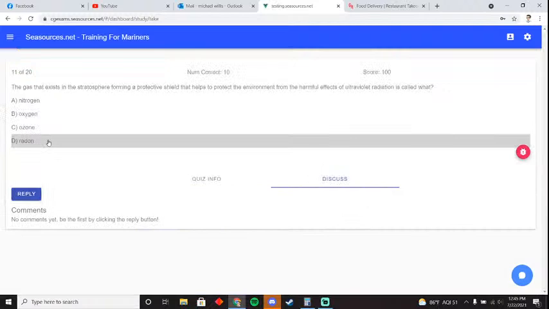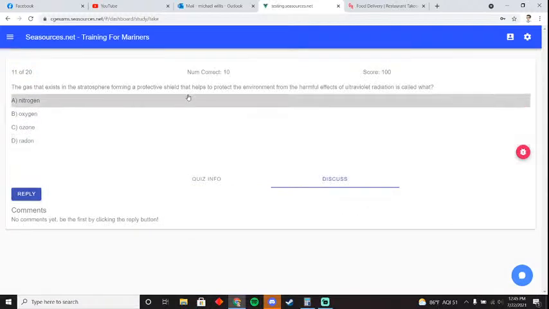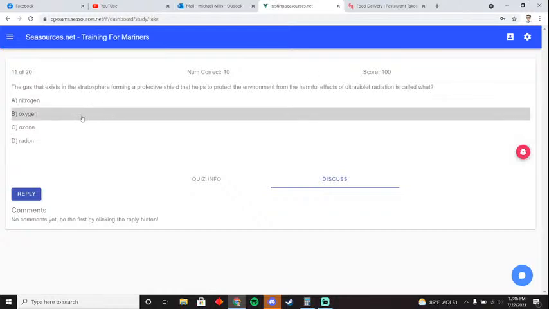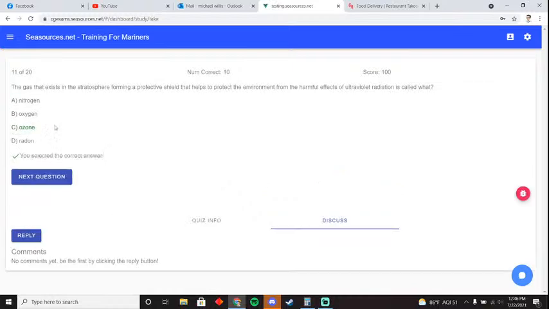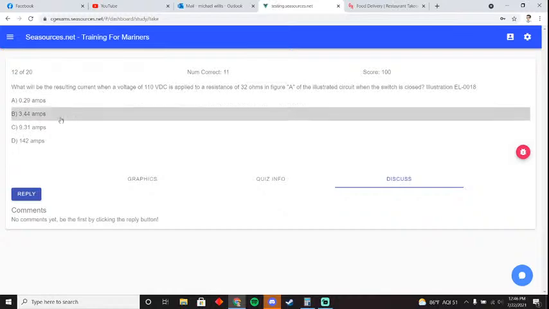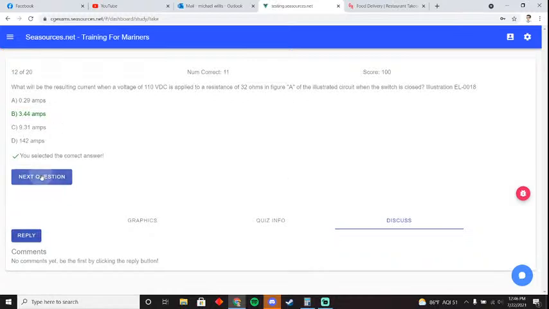The gas that exists in the stratosphere, forming a protective shield that helps to protect the environment from the harmful effects of ultraviolet radiation, is called what? The ozone layer. What will be the resulting current when a voltage of 110 volts DC is applied to a resistance of 32 ohms? We've already done the math.